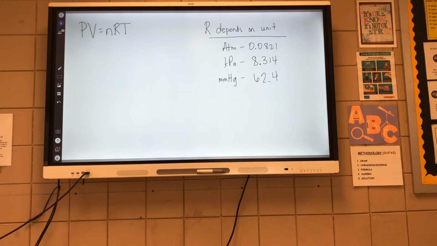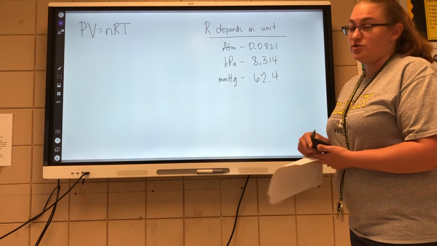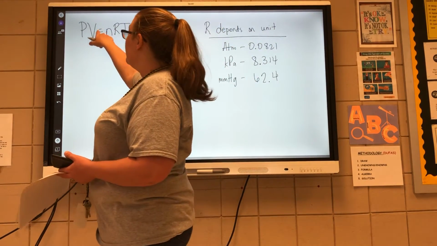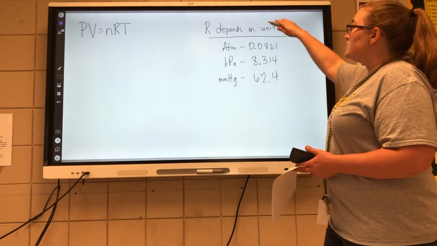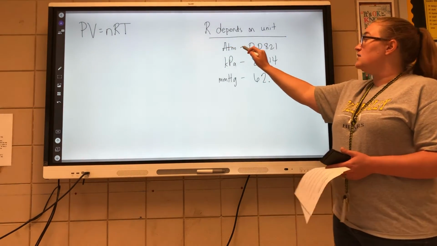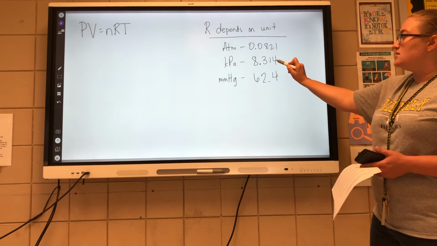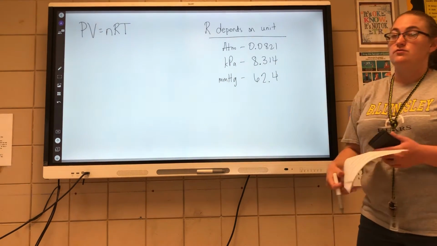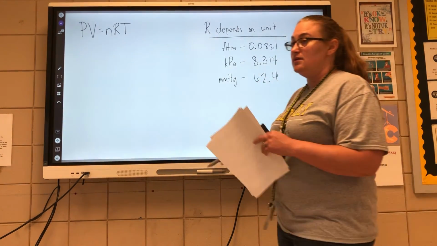You also need from your notes in this problem the formula: PV, pressure times volume, is equal to nRT. N is the number of moles, R is the ideal gas constant, and T is temperature. R is going to depend on what unit you're using for pressure. If the unit is ATM, this is the R you use. If it's kPa, this is the number you use for R. And if it's mmHg, this is the number you use for R. So that R depends on whatever unit pressure has in the formula.